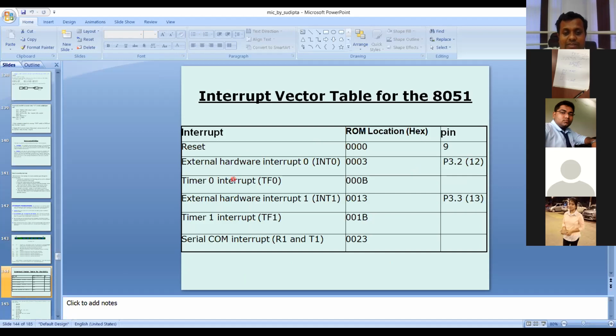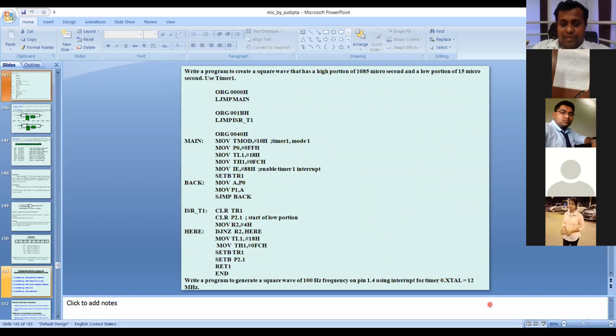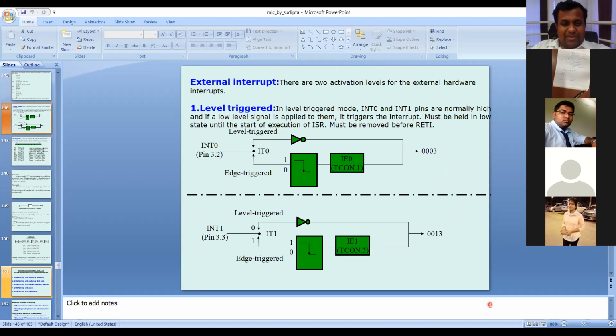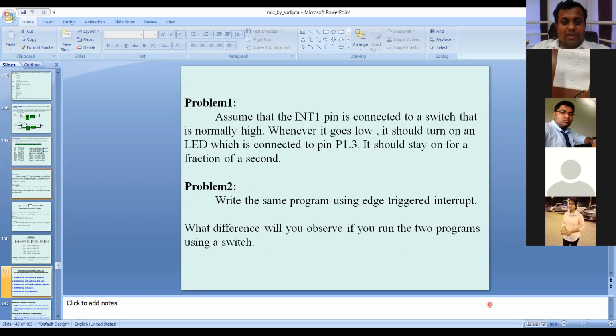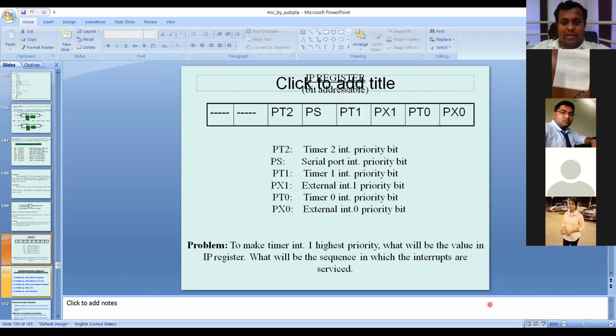These are the vector locations. Reset, just whatever I am telling you. All these are the locations where the program is mentioned for this interrupt, right? As this is the external interrupt, so this is pin number 12, pin number 13, pin 3.2, pin 3.3, and this is pin number 9 as the reset pin. These are some program locations, not required for you. Next, this is called IP, interrupt priority.